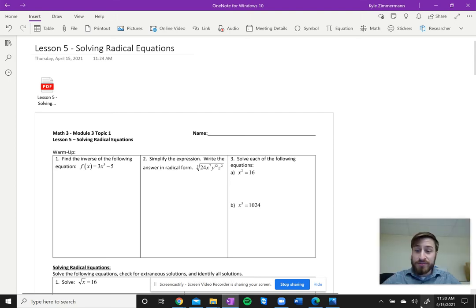Hey team, it's Mr. Z, and today we're going to look at lesson 5, which is solving radical equations. Essentially, we're going to figure out how to finally solve equations with square roots and cube roots. Let's take a closer look.